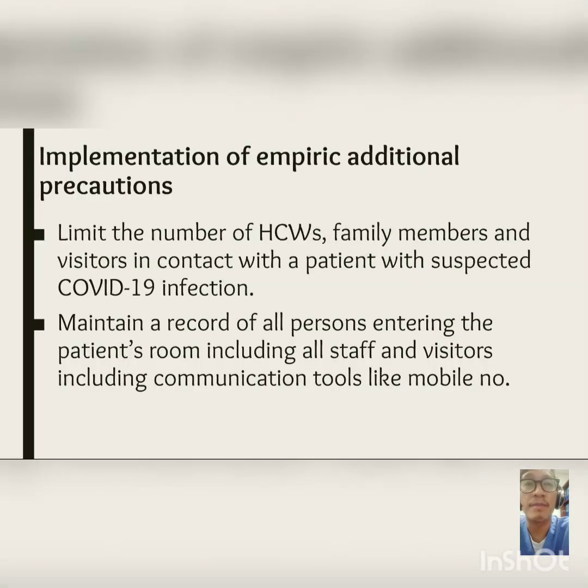Lastly, for the implementation of empiric additional precautions, limit the number of healthcare workers, family members, and visitors in contact with a patient with suspected COVID-19 infection. Maintain a record of all persons entering the patient's room, including all staff and visitors, including communication tools like mobile number. So we have isolation log sheet forms that everyone should fill out if they are going to get inside the patient's room.